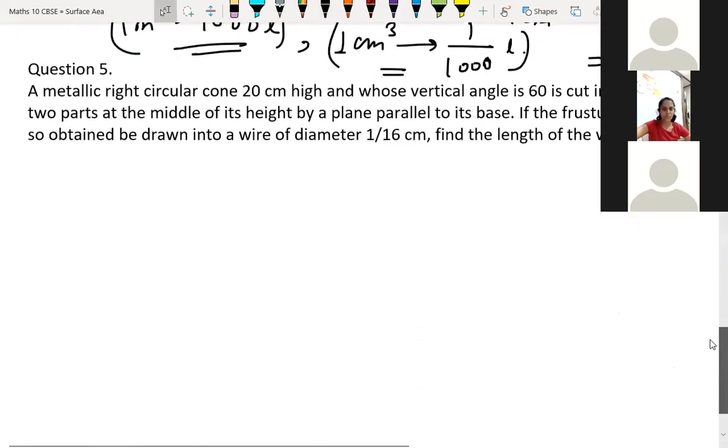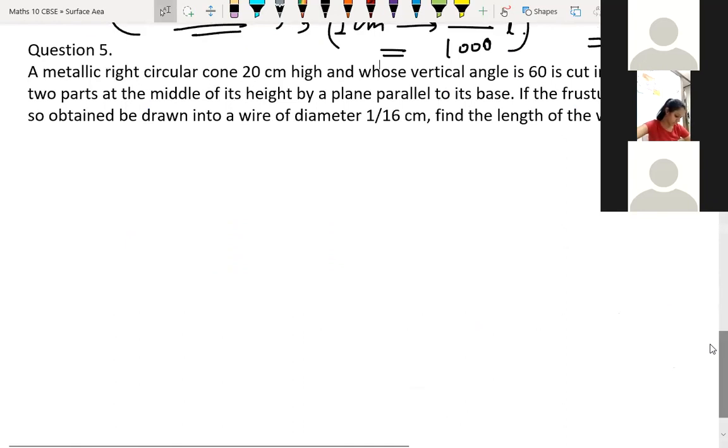Now question number 5. A metallic right circular cone of 20 centimeter height and whose vertical angle is 60 degree is cut into two parts at the middle of its height by a plane parallel to its base. If the frustum so obtained be drawn into a wire of diameter 1 by 16 centimeter, find the length of the wire.